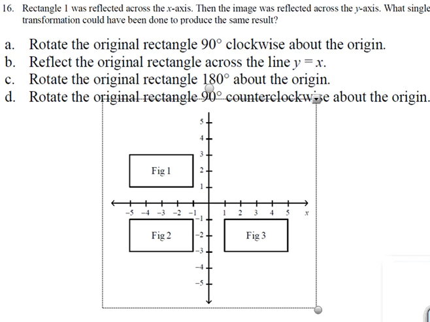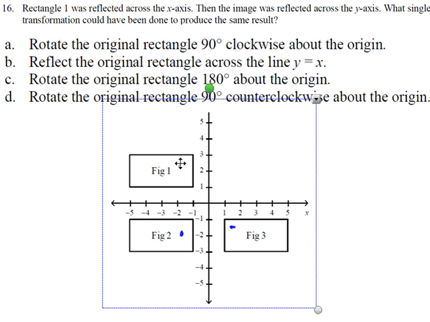Okay, here is number 16. Number 16 says rectangle 1, just here, was reflected over the x-axis, which it is here now. Then the image was reflected across the y-axis, which is there for figure number 3. What single transformation could have been done to produce the same result?